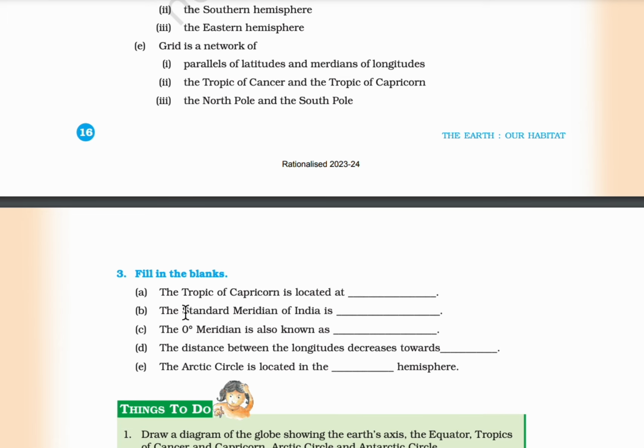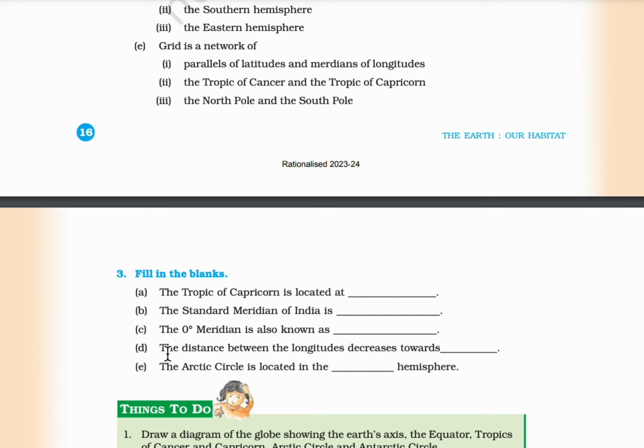Next, fill in the blanks. The first one: the Tropic of Capricorn is located at 23.5 degrees south latitude. Next, the standard meridian of India is 82.5 degrees east longitude. The 0 degree meridian is also known as the prime meridian.